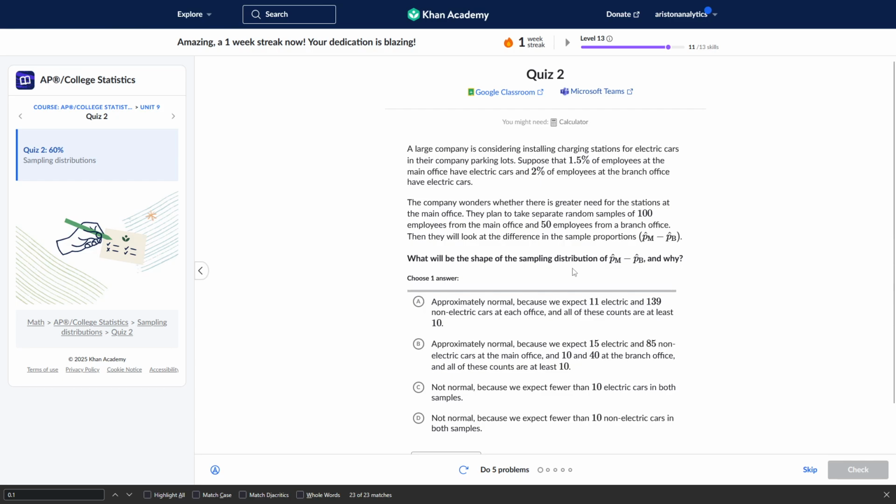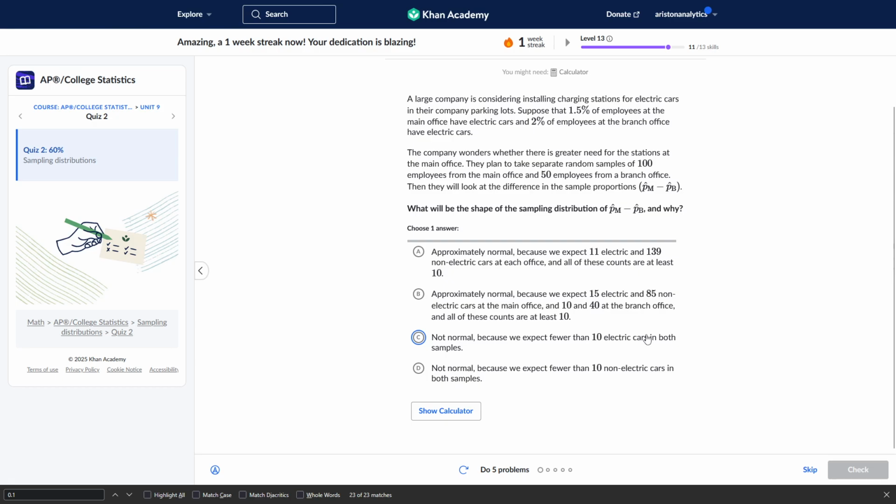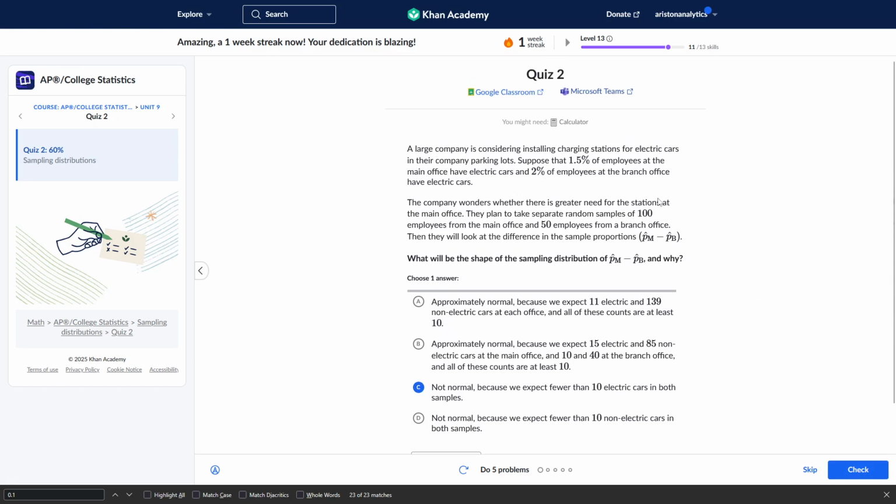Shape of the sampling distribution. Okay, we need to look at failures and successes first. So 2%, 2%. Main office, branch office. 100 employees main office, 50% branch office. What's the shape? 1.5, 100%. That's too low. 2% branch office, that's too low. So both samples expect fewer than 10.